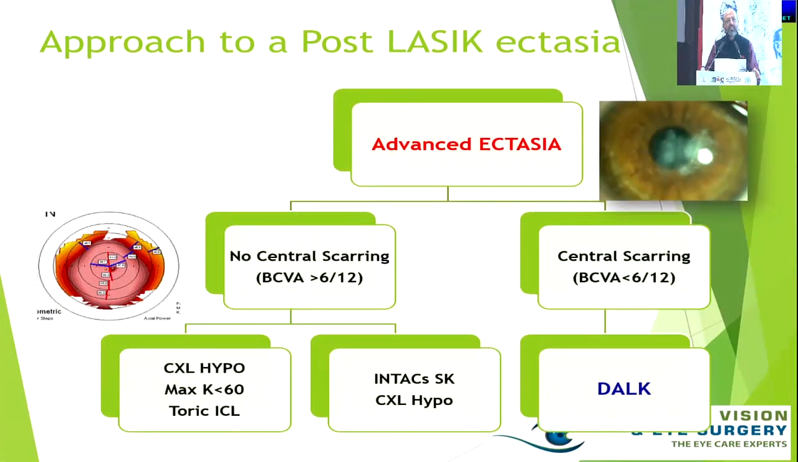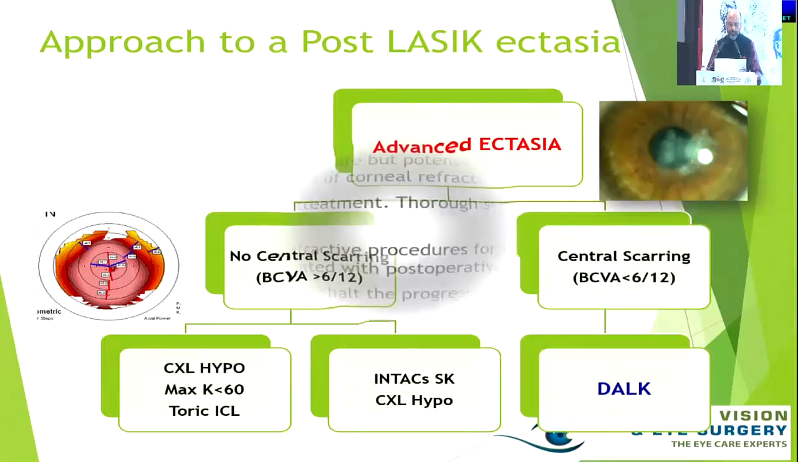If there is no central scarring but a broad ectasia, you can do hypotonic associated collagen cross-linking or HPMC, and you can do a toric ICL for the residual error. Intacs SK can be used for steeper corneas, or CARES where you have 360-degree coverage, that can reduce the steepness of the cornea, and you can combine it with collagen cross-linking.